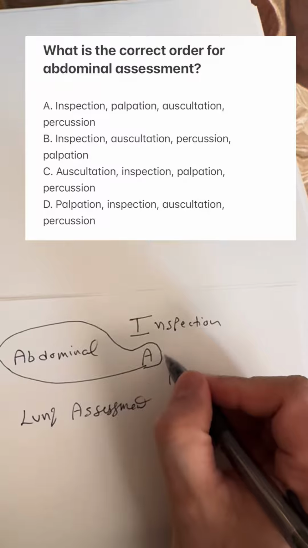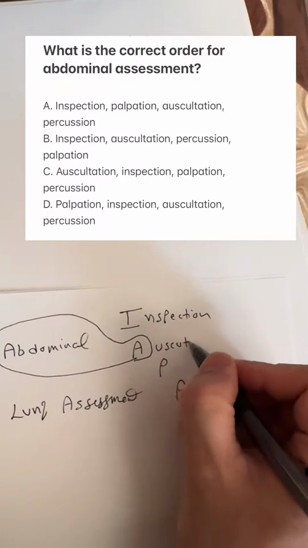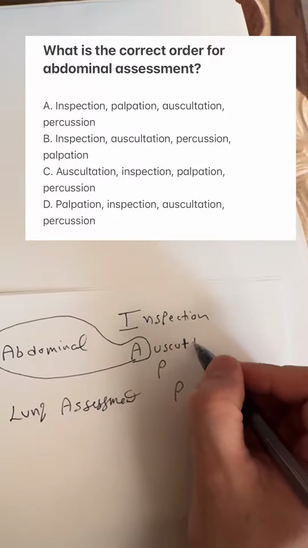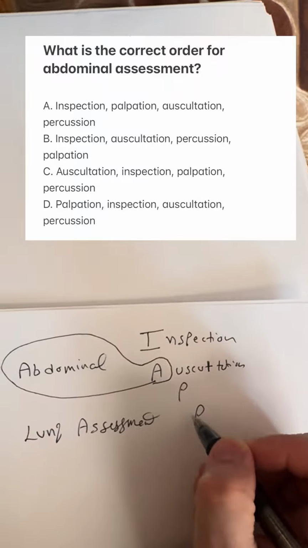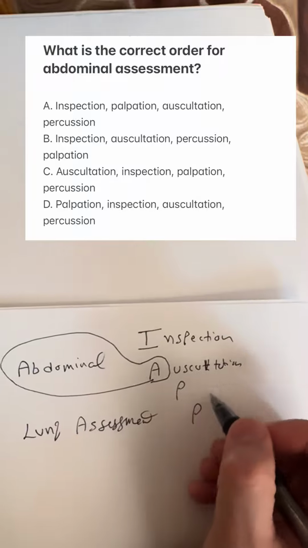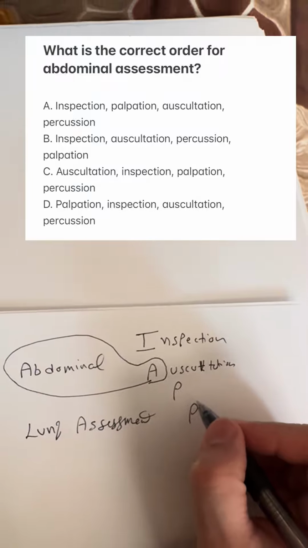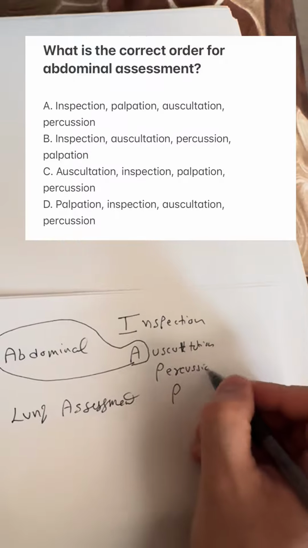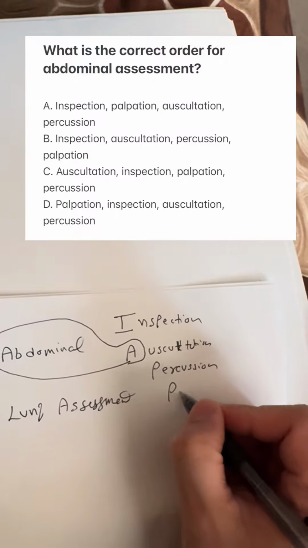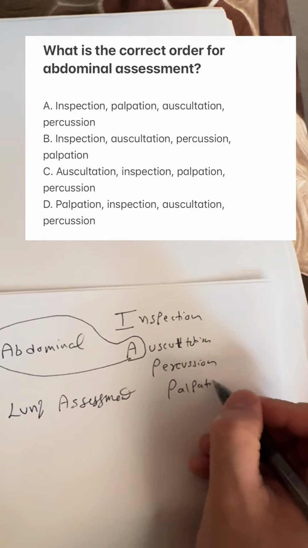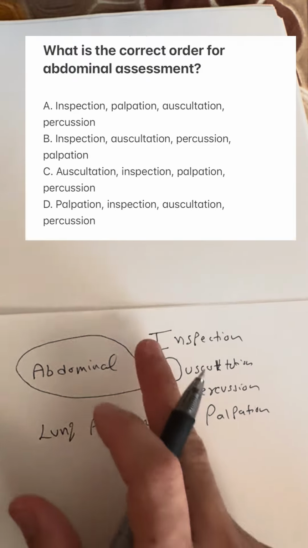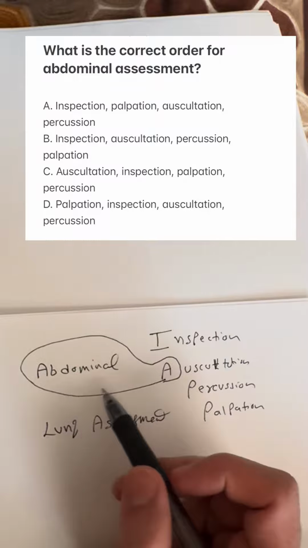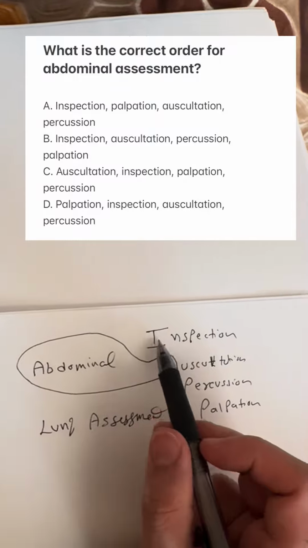A for auscultation. P for percussion, and lastly palpation. That's the correct sequence that you are going to use, IAPP. So A stands for abdominal. Whenever the question is asking about abdominal assessment, use this IAPP.